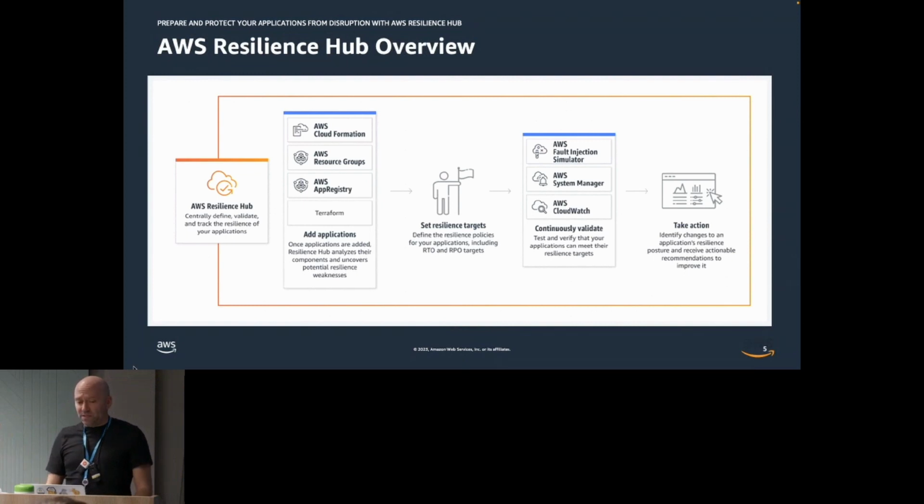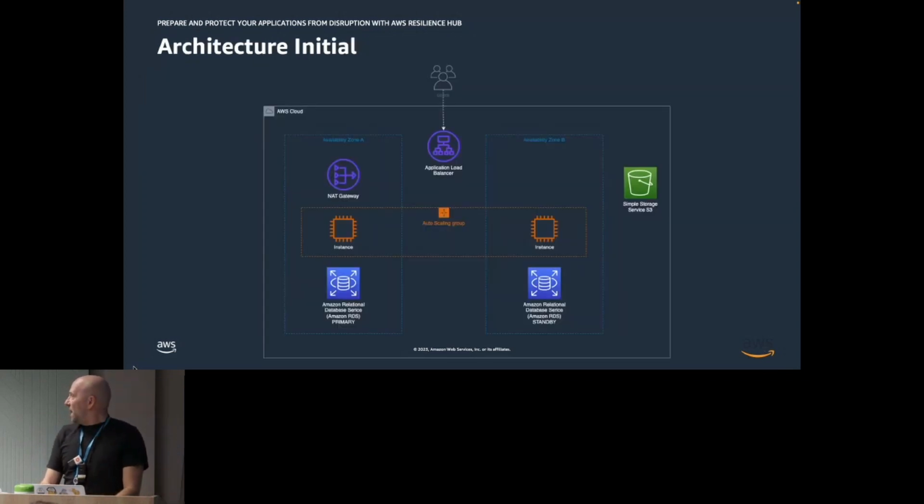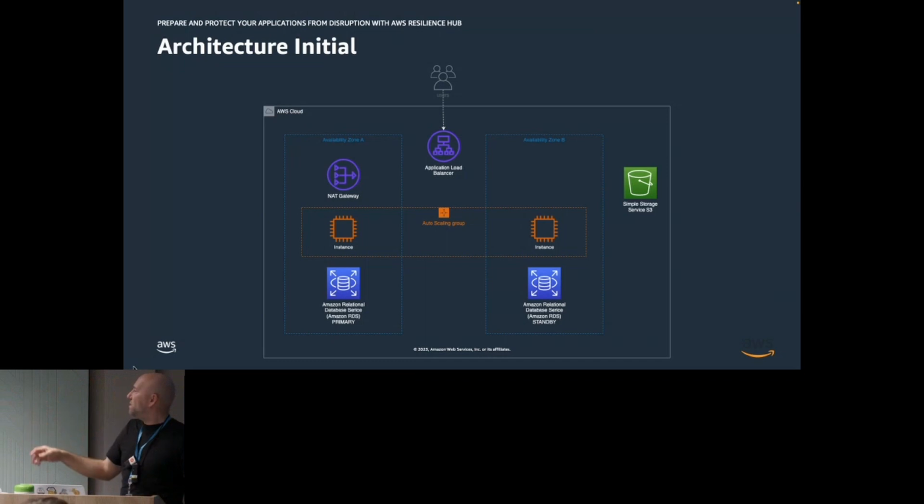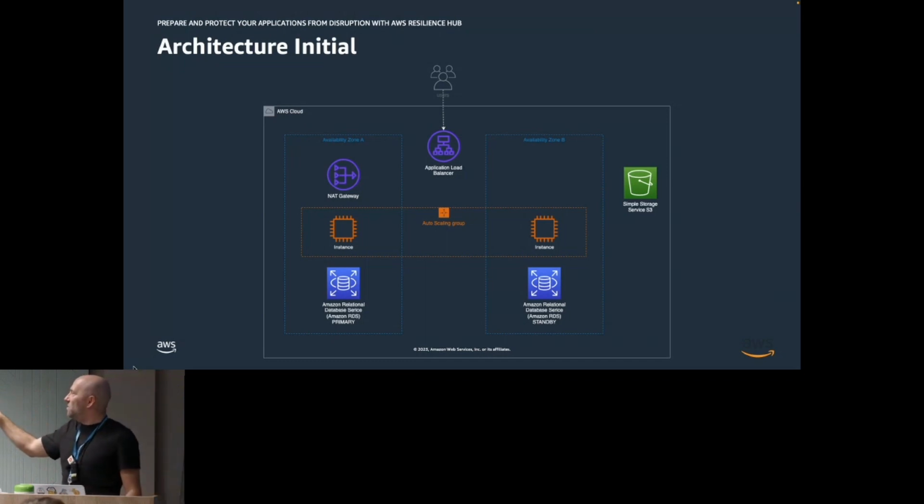Resilience Hub is a central place, a hub where you can define, validate, and track the resilience of your application. So it's application-based. Let's jump into the architecture we're going to look at. There's a 3-tier application, with a load balancer, a web application with an auto-scaling group, and an RDS database. There's also an edge gateway for communication from the private subnet, and storage for the static data.